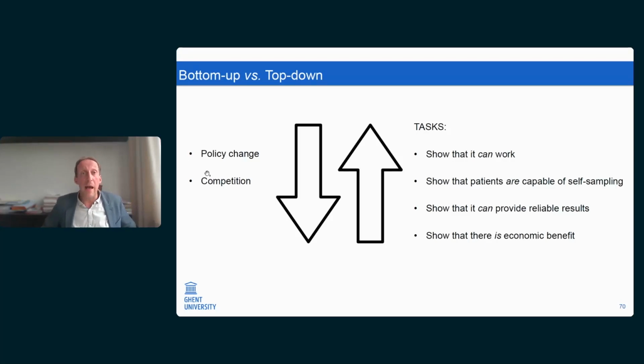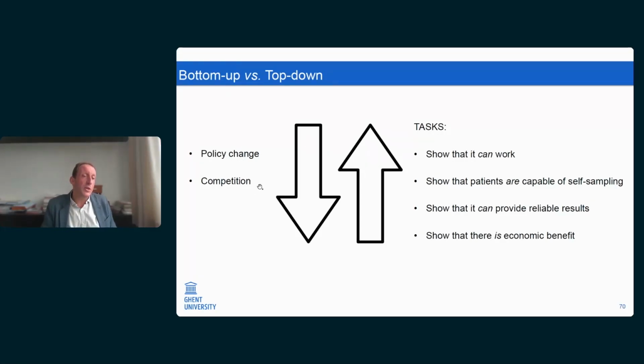A top-down approach could also be competition. Because one lab has embarked upon microsampling, samples get sent via regular mail to that single lab, and other labs feel they are missing out, so they will also implement microsampling, because otherwise they may lose the competition and may not get the samples anymore that they used to get. So these are two ways in which microsampling can be implemented.